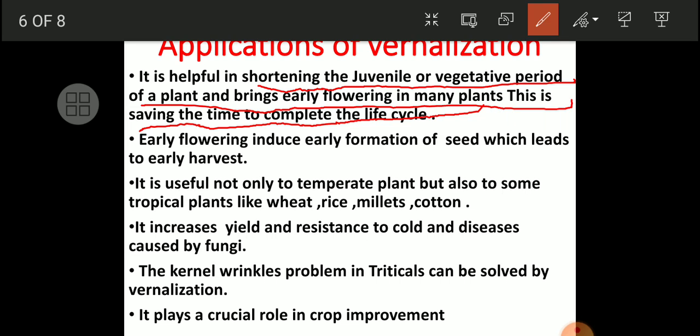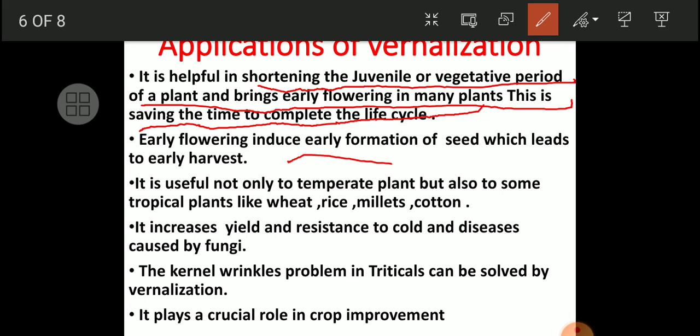We always want each and everything to get shortened. Means vegetative growth, it takes suppose 2 years and then flowering is there, but we are not interested in waiting for 2 years. Within 1 year we want that the plant should develop the flower, and in such conditions the vernalization treatment helps us to make that plant produce the flower within 12 months, not after 24 months, isn't it? So that is the most important application.